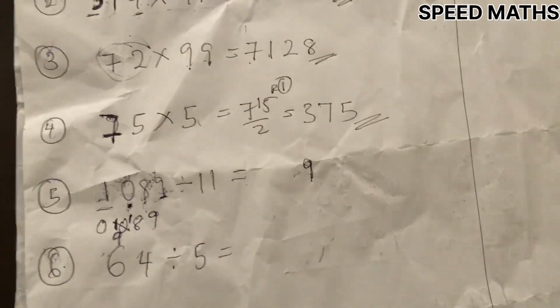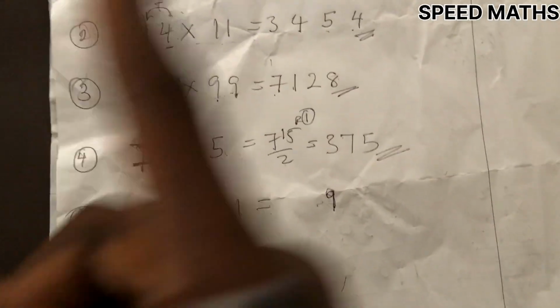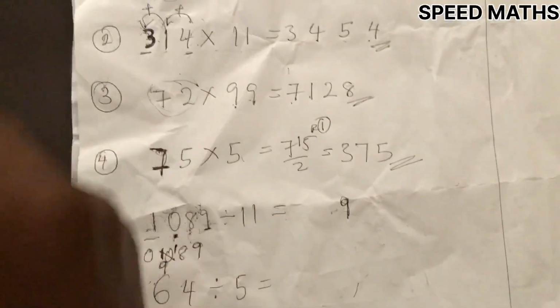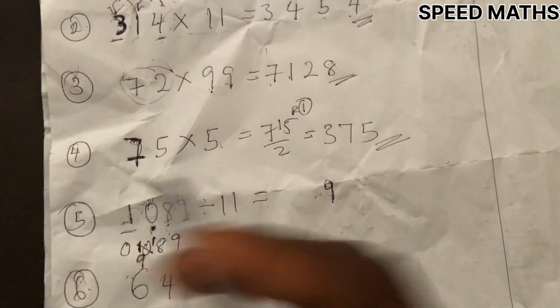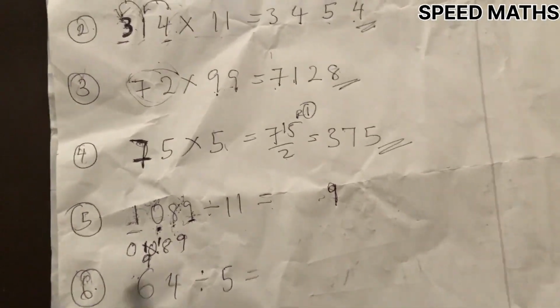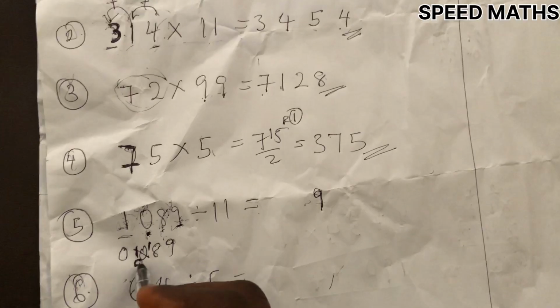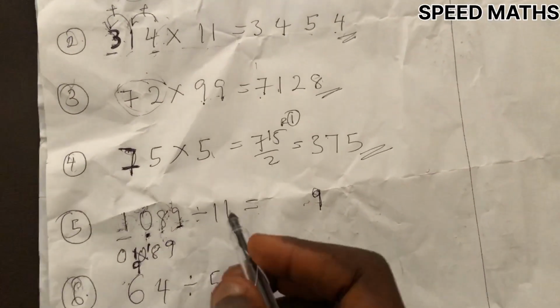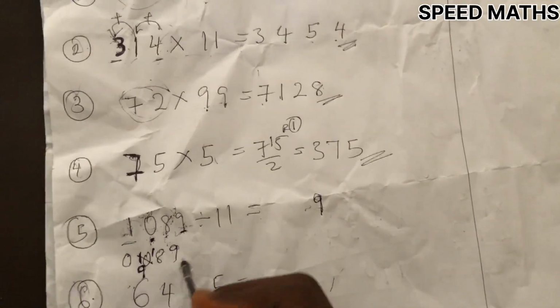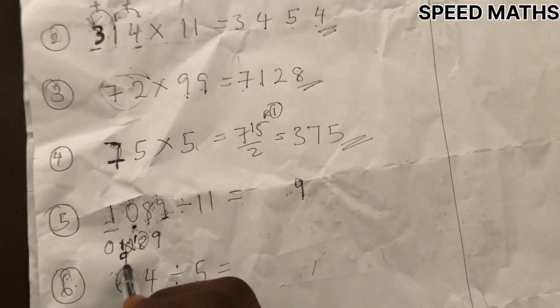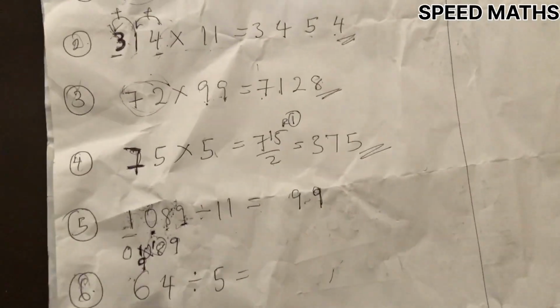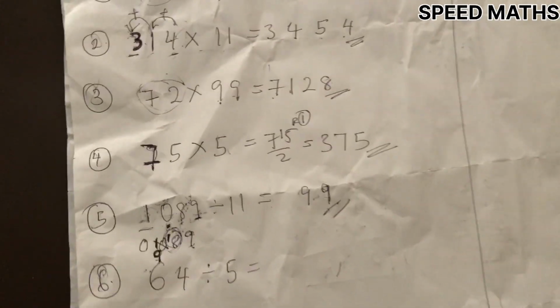Now, mind you, going forward we're adding, so coming backward we should be subtracting. And from the look of it, this thing is now easier in the sense that 9 plus 9 will give us 18. So the answer is strictly 99. So that is it.